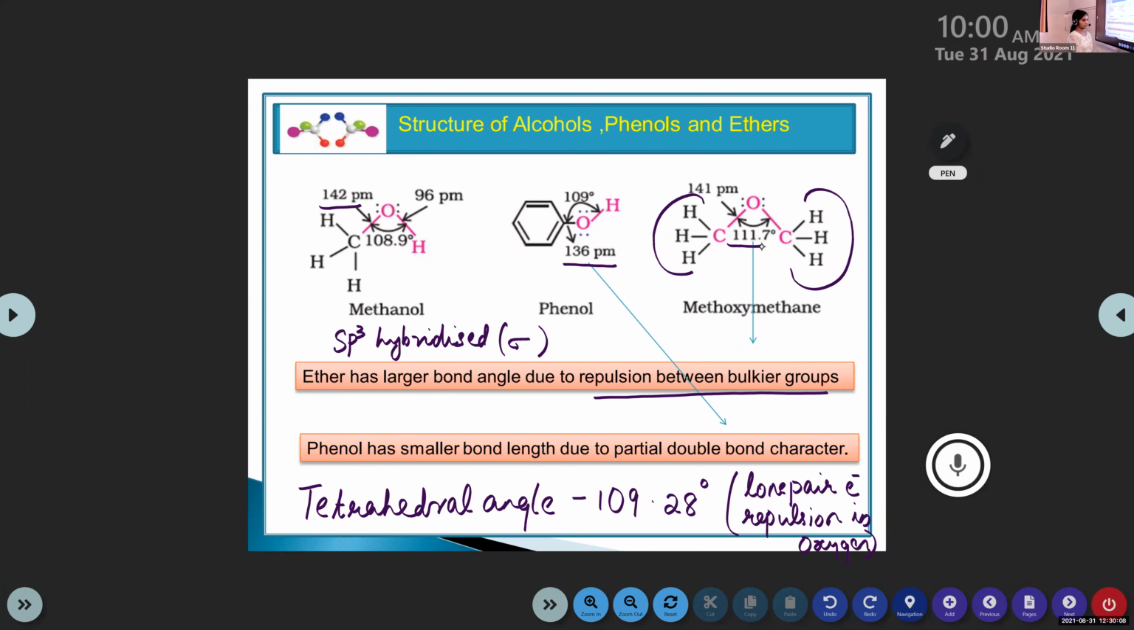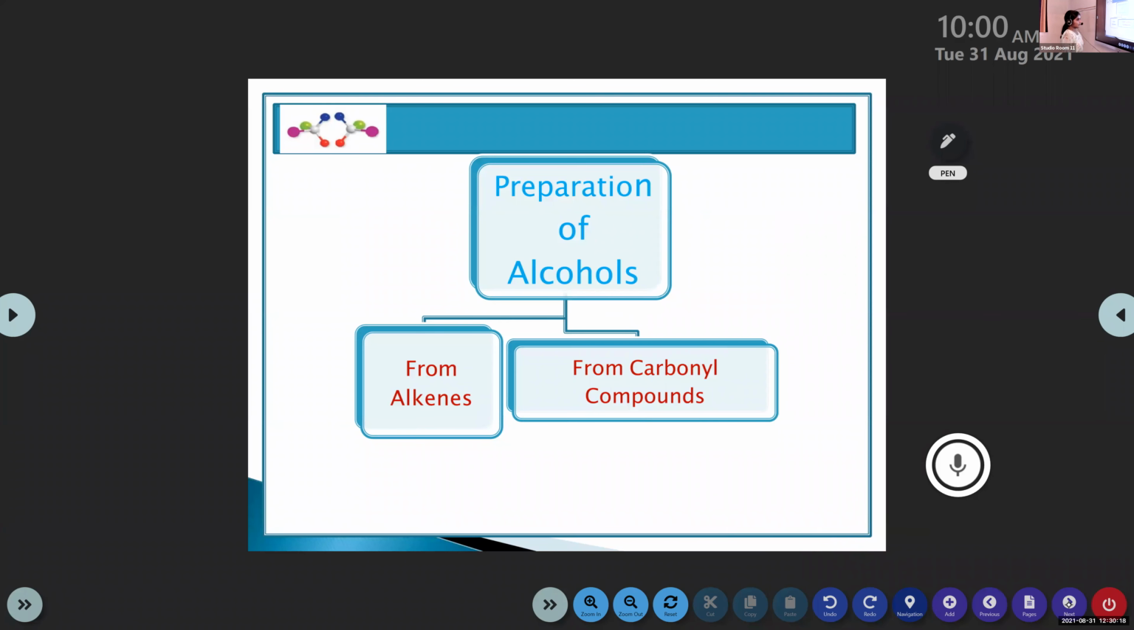Yes, ma'am. Okay. So shall I move to the methods of preparation? Preparation of alcohols. There are mainly three methods: first one from alkenes, second one from carbonyl compounds, and the third one from Grignard reagents.